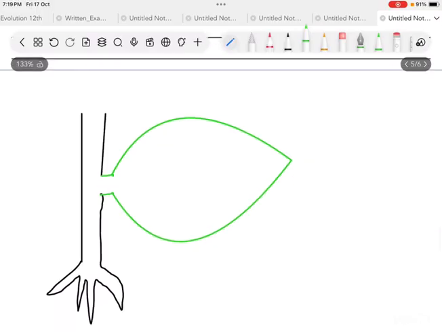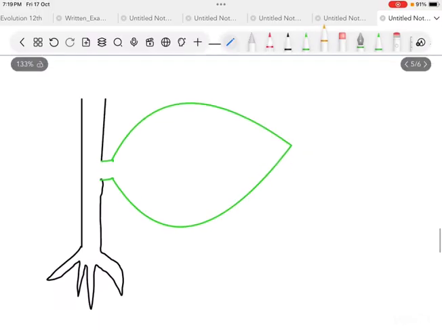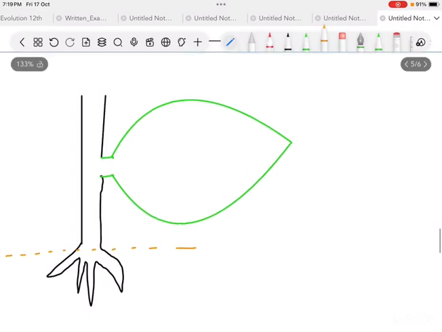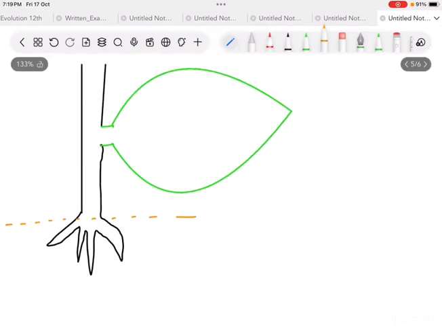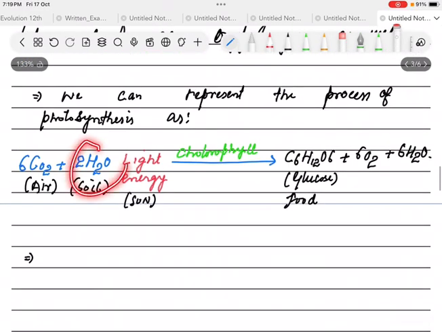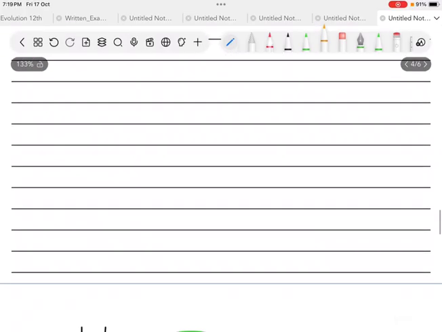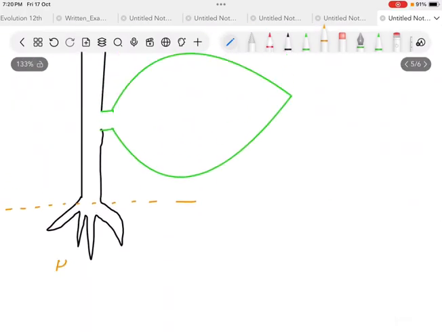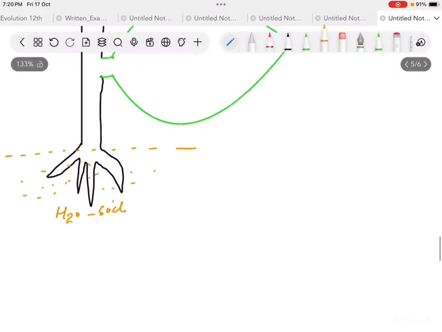As we know, the plant requires, firstly, water. Water and carbon dioxide act as raw materials during the process of photosynthesis. So the plant acquires this water from the soil. There are water molecules in the soil which are absorbed by the plant.